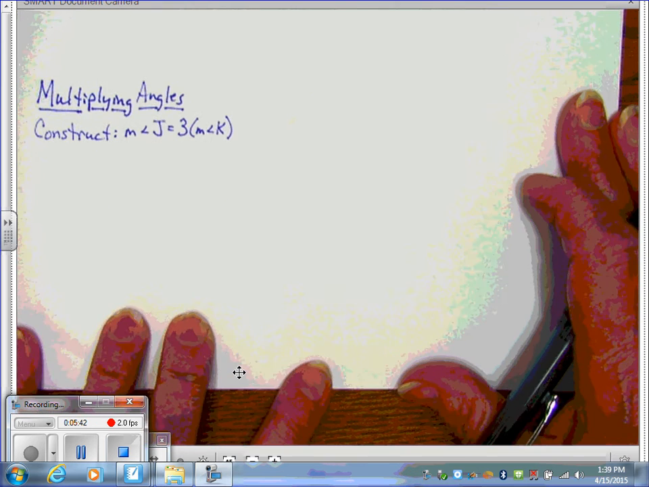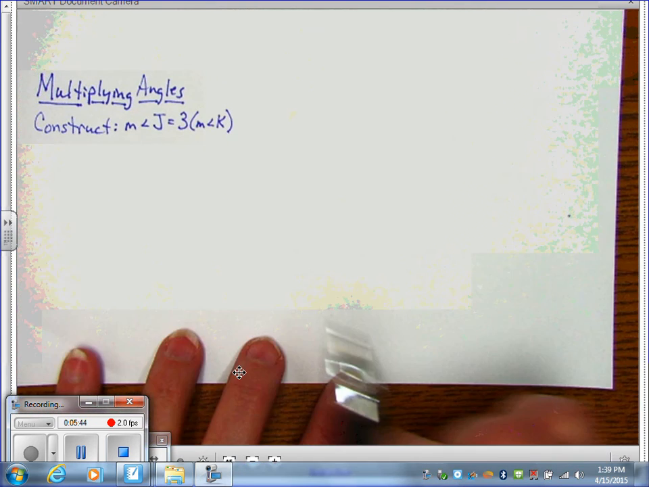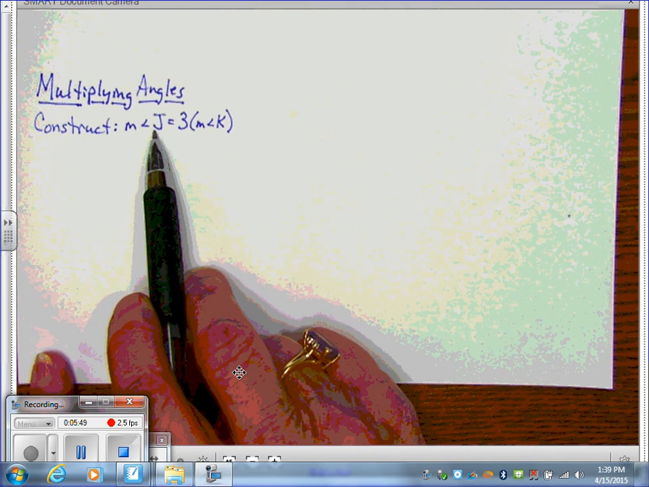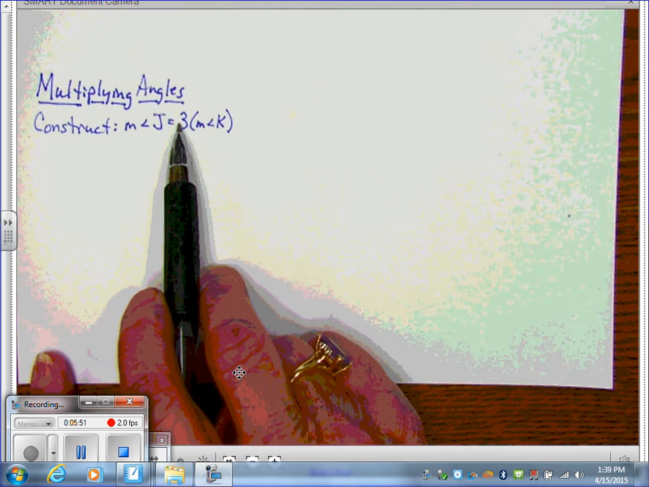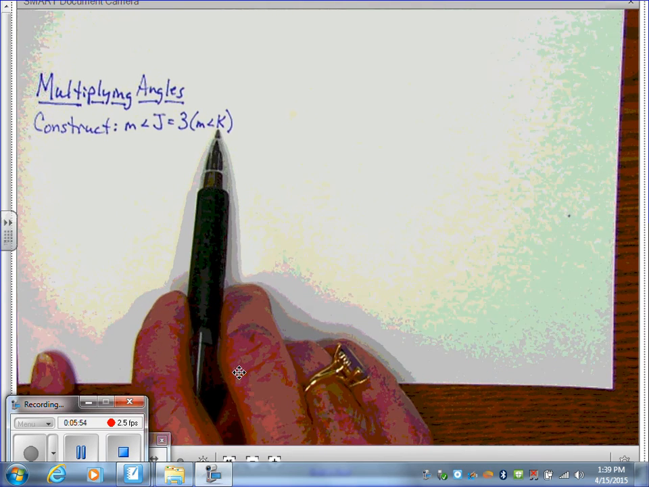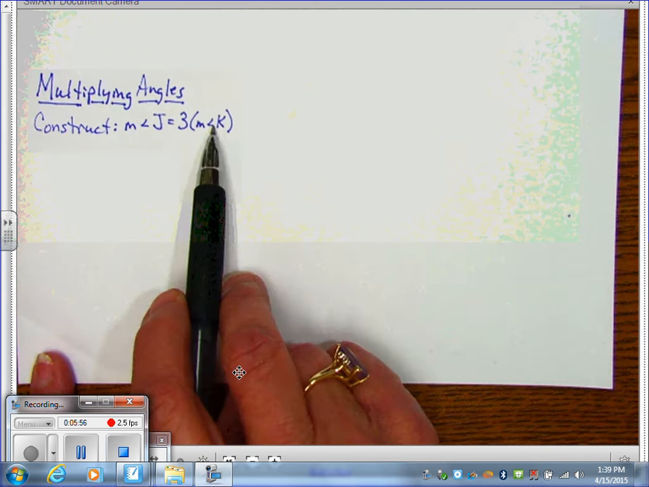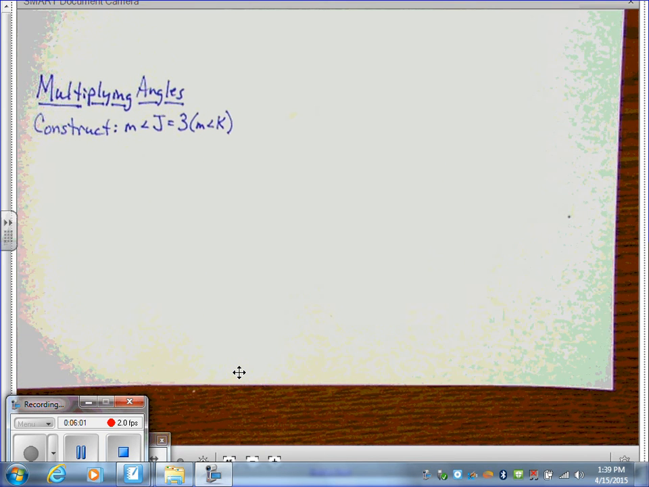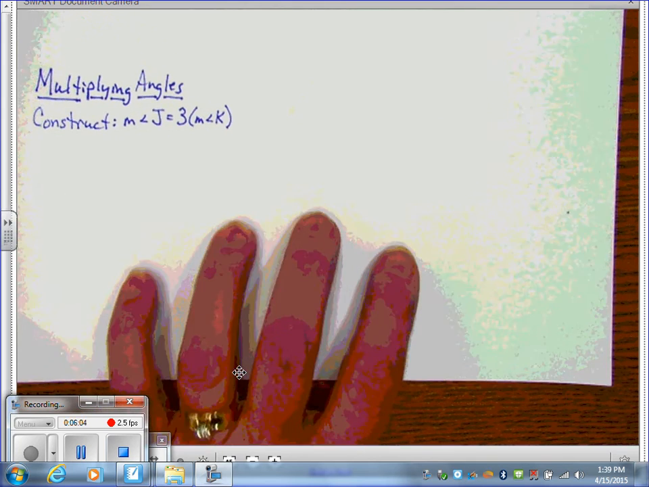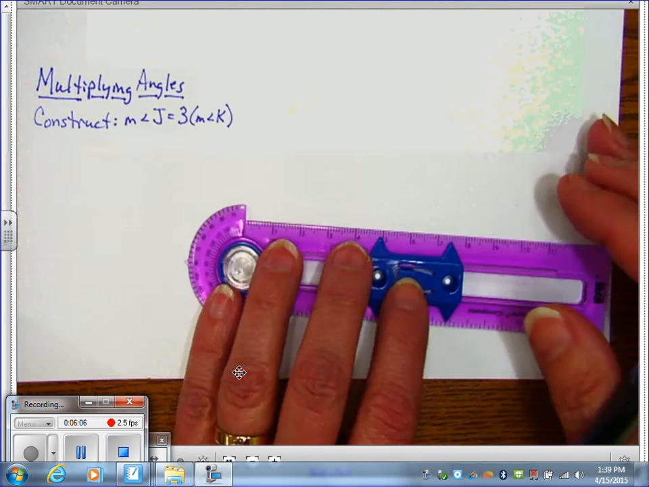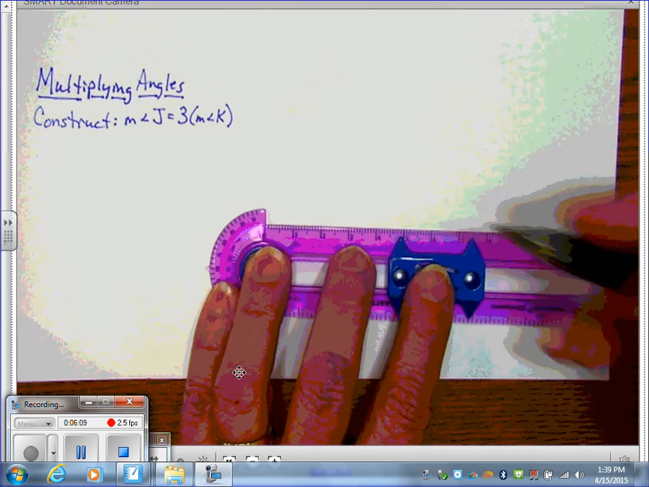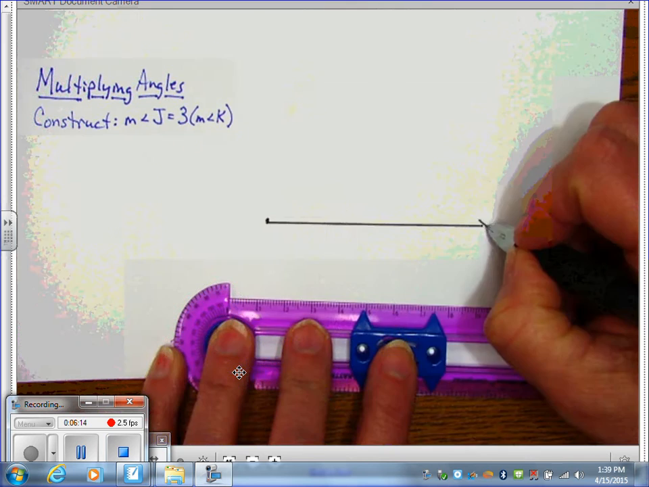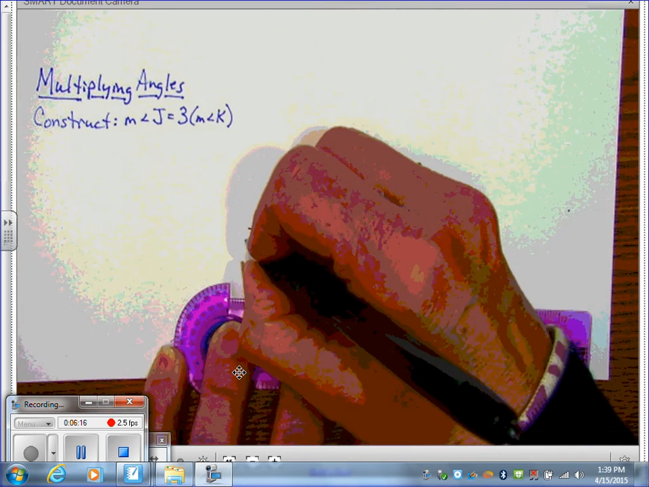Multiplying angles. I want to multiply an angle, so I will construct the measure of angle J, that's the one we'll be after, equals 3 times the measure of angle K. 3 angle Ks. Well, if I'm going to construct angle J, I need a working ray. So everybody, let's come down here and let's draw a ray so we can begin the construction. And that will be point J.